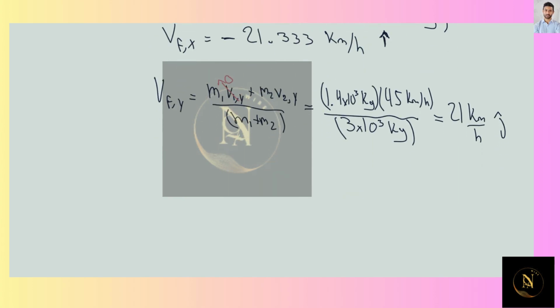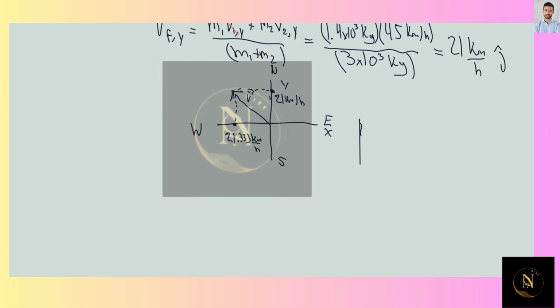With this information, we know that the velocity is going to be a vector on the xy axis, where we have north, south, east, and west, pointing in this direction. This is going to be our velocity vector. On the y position, it is going to have 21 kilometers per hour. And on the x position, it's going to have 21.333 kilometers per hour, corresponding to the components of velocity.